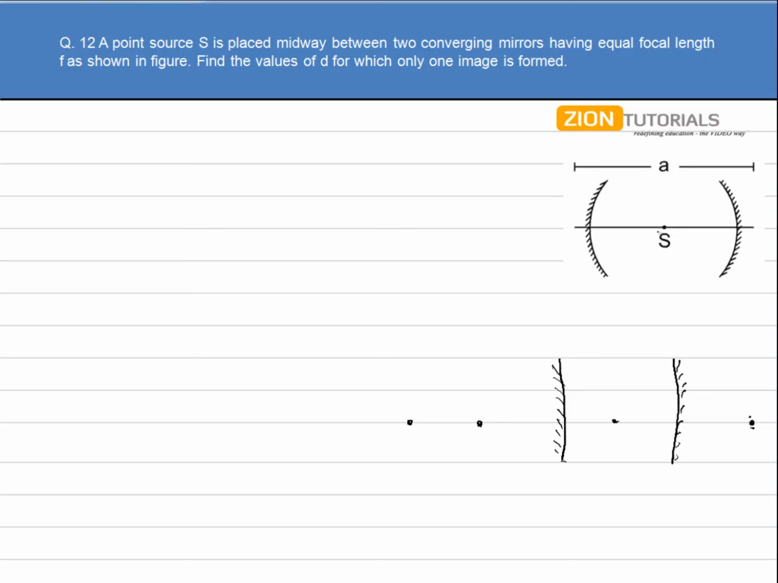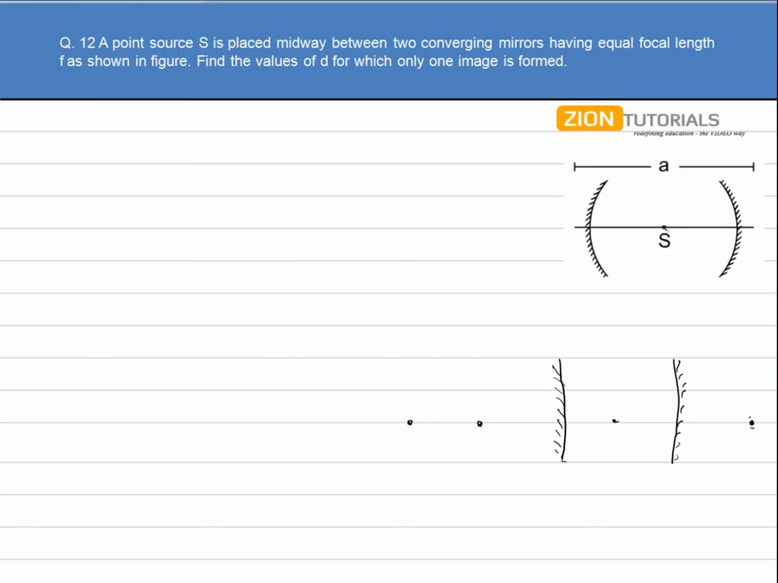Fine. And these are concave mirrors, both of them. Now the concept is that when an object is placed at the center of curvature of a concave mirror, then the image of it will be formed at that very point. It will be of the same size, real and inverted.